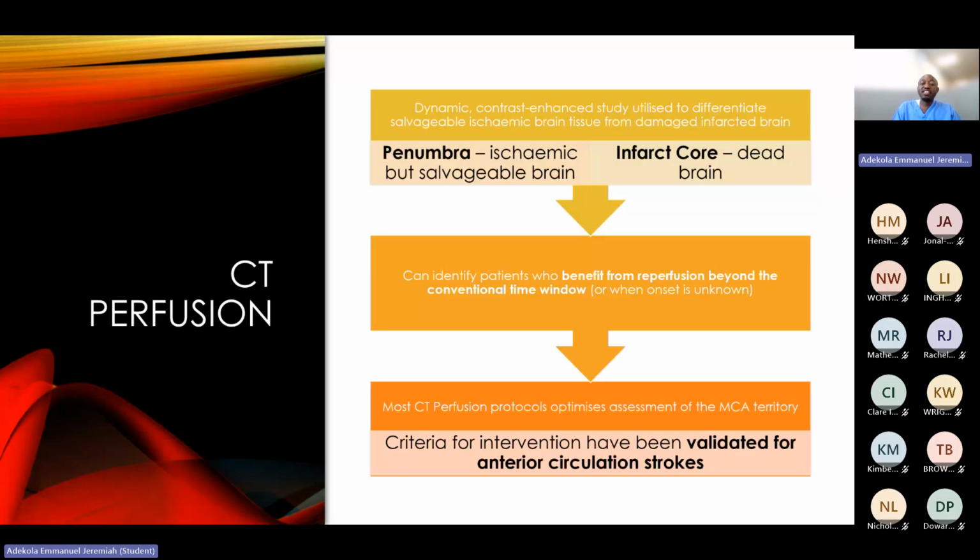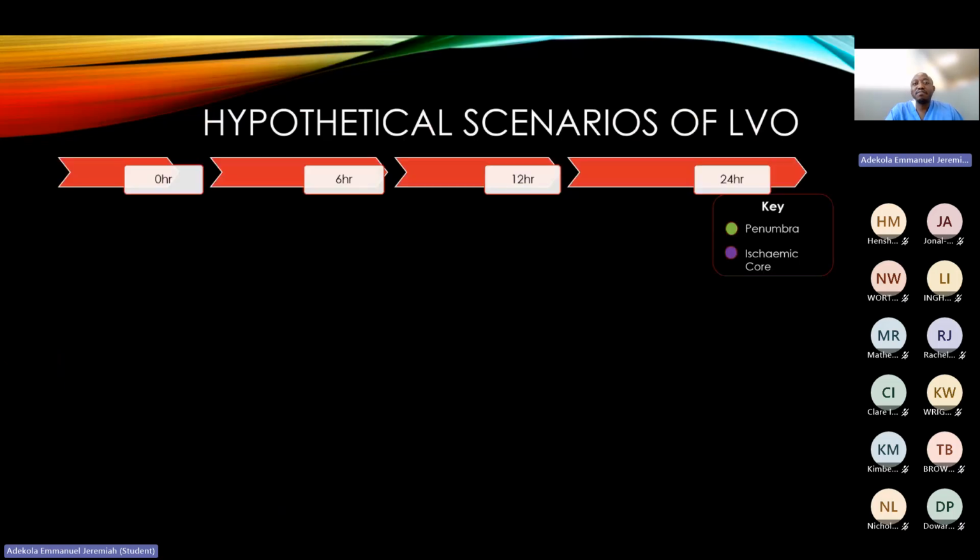That is what CT perfusion can help us do, because it's not just about the structural damage that we can see on the non-contrast CT scan, but also the hemodynamic changes that have led to it. The CT scan won't be able to tell us this is the core, this is the penumbra. But with CT perfusion, we're able to judge accurately, or to a good extent, that this is the core, this is the penumbra, and we can then save the penumbra.